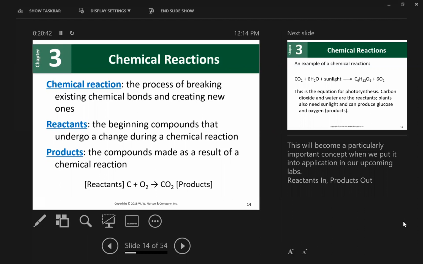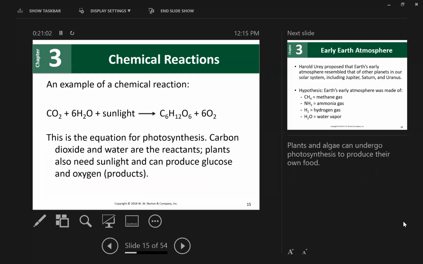So here we can see in CO2, we have carbon and oxygen going into a chemical reaction, and what we get on the other side is carbon dioxide. Let's look at another example of a chemical reaction. Here we have photosynthesis. So plants and algae undergo photosynthesis to create their own food. We're really going to talk about this in a short while.